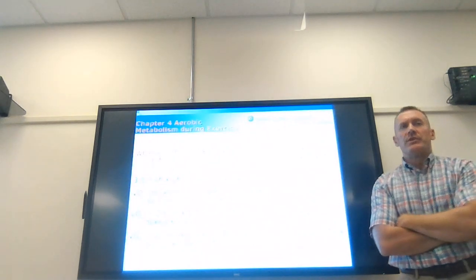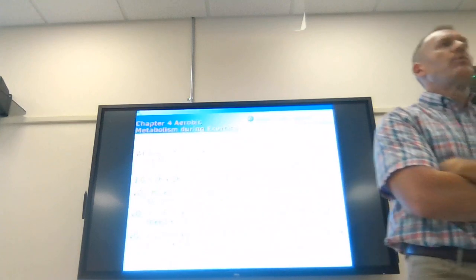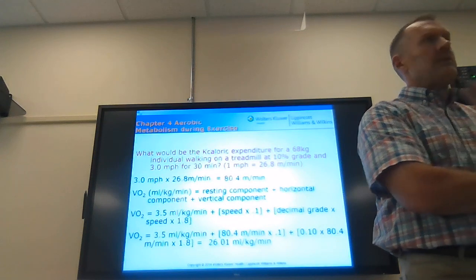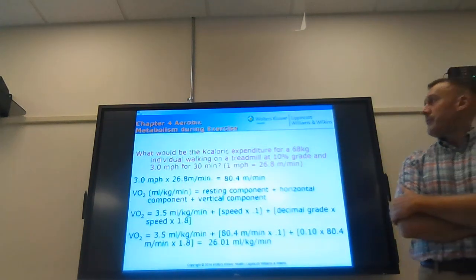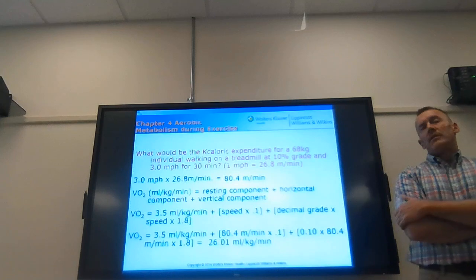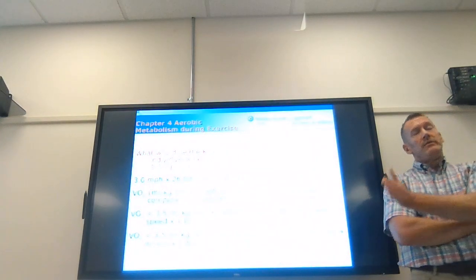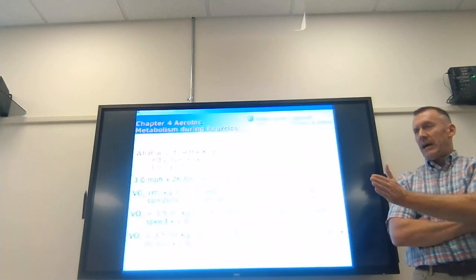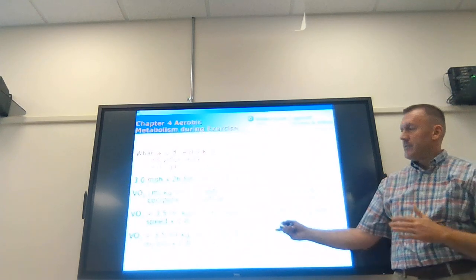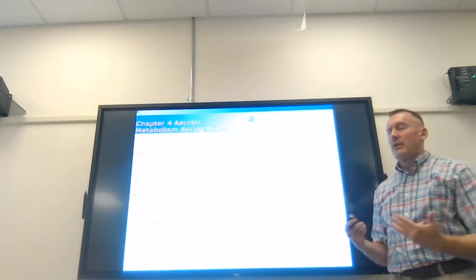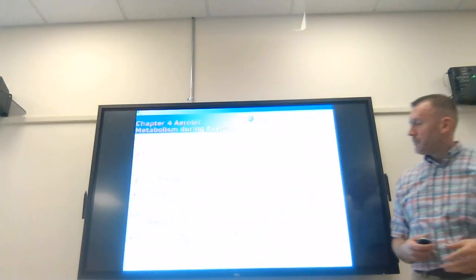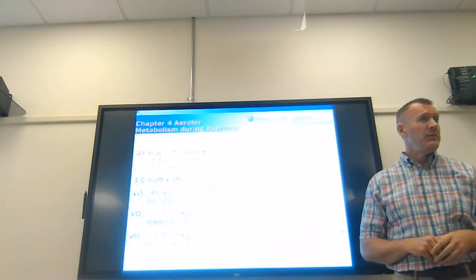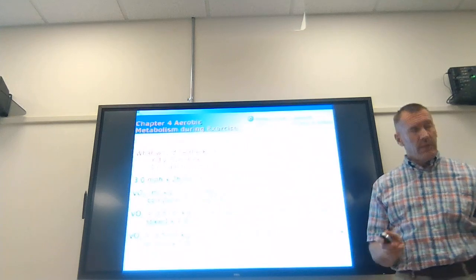So the big assumption with this is that we are in a steady state. So oxidative metabolism is the emphasis. As soon as we cross over into that anaerobic range, we're going to be underestimating calories. This just estimates calories for aerobic metabolism. So, okay, was everyone able to get 26.01? Okay, so make sure you're good with that.